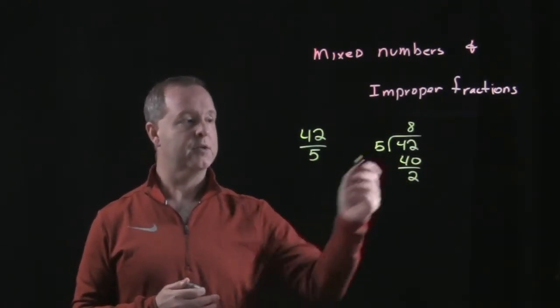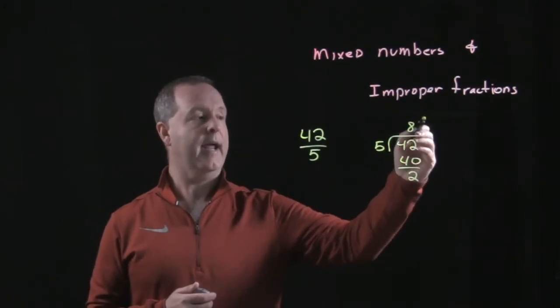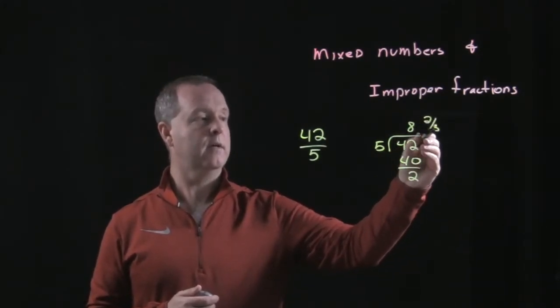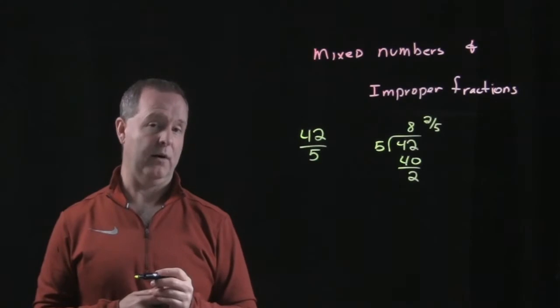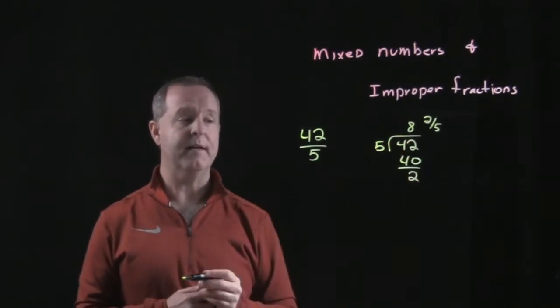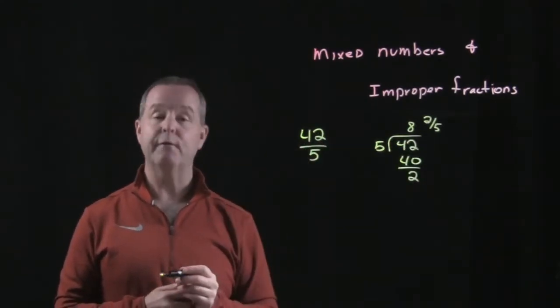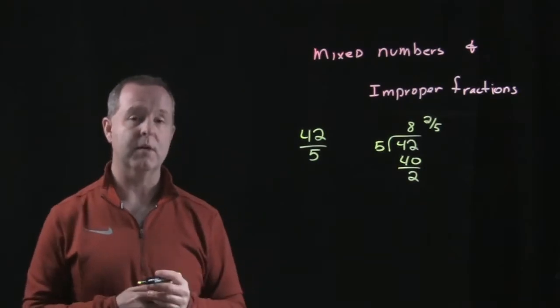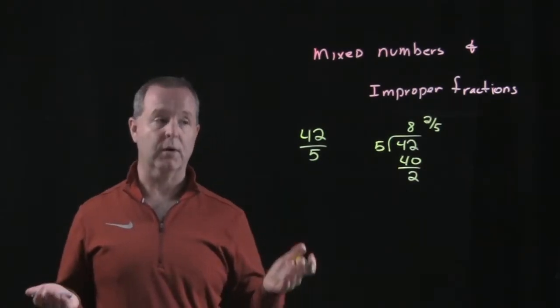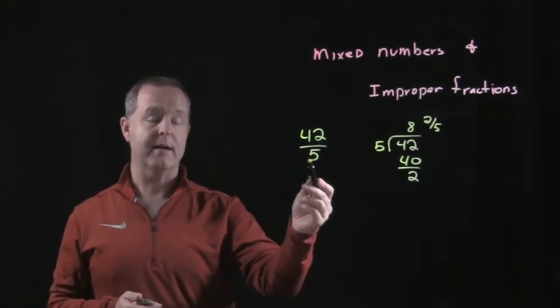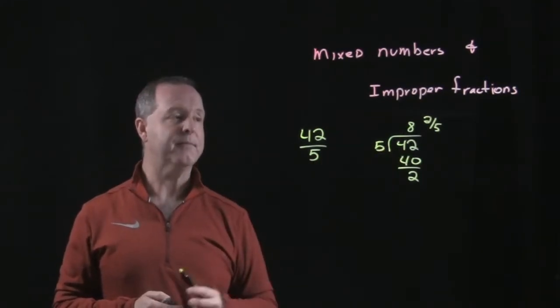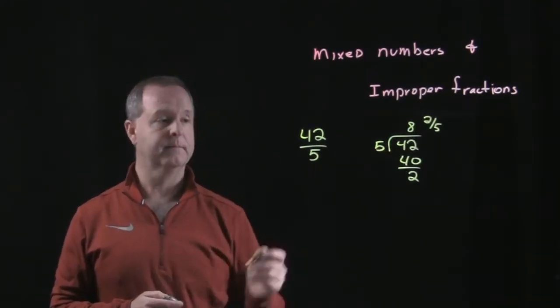I do not. So my response is 8 and 2 left over, but it's 2 parts of 5 that are left over. So 8 and 2/5 is equivalent to 42/5. Both of those are equivalent fractions or equivalent expressions, one in improper form, one in mixed number form.